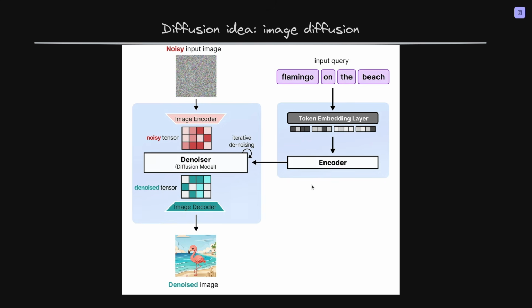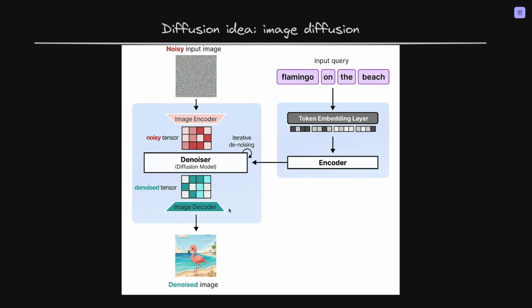Both streams are then fed into the denoiser here and then here. This is where the magic happens. The encoder output acts as a compass. It tells the denoiser what the final image should look like. So we get information here to the denoiser.